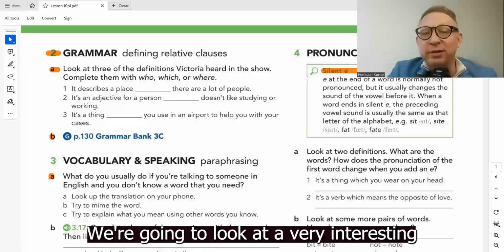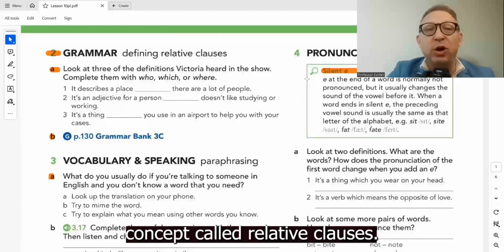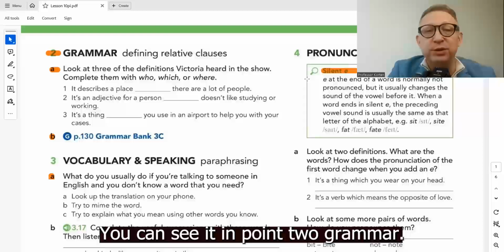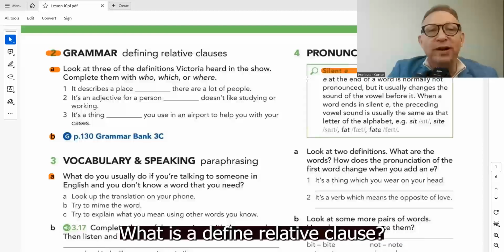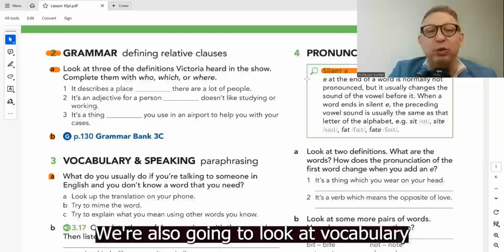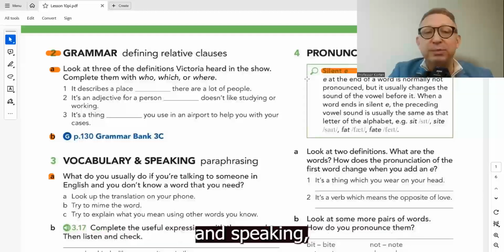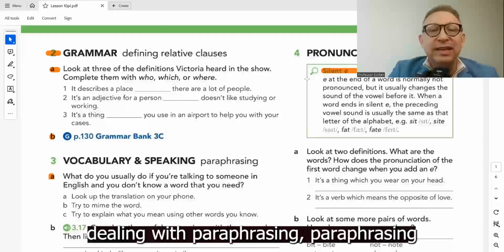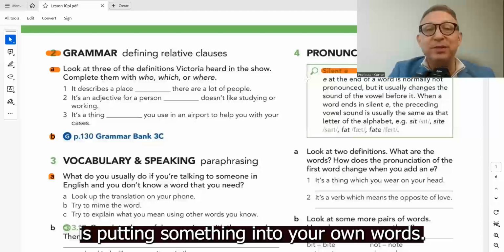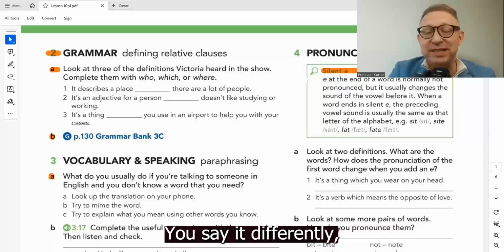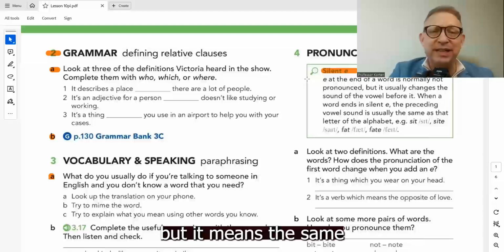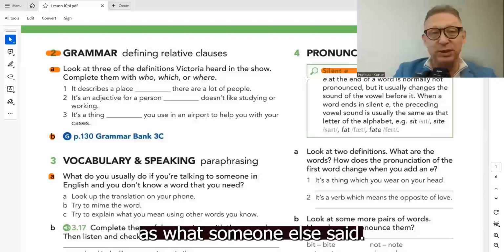We're going to look at a very interesting concept called relative clauses. You can see it in point 2, grammar. What is a defining relative clause? We're going to look at that. We're also going to look at vocabulary and speaking, dealing with paraphrasing. Paraphrasing is putting something into your own words. You say it differently, but it means the same as what someone else said.